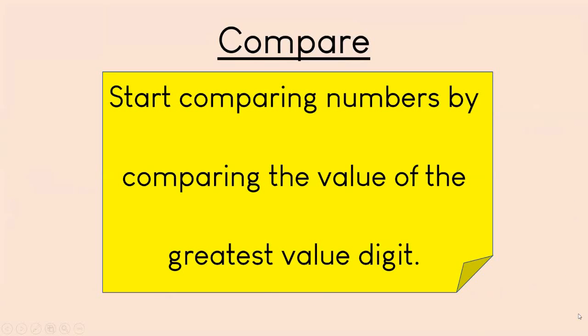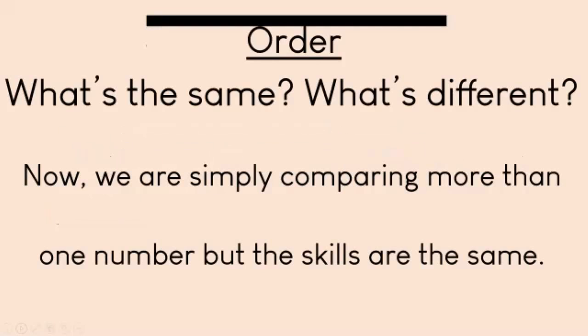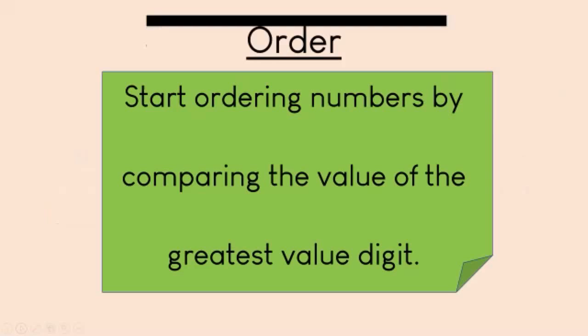Okay, so that's our comparing. We always start comparing numbers by comparing the value of the greatest value digit. But our objective today was to compare and order decimal numbers with 3 decimal places. So we're going to do that. And we're still going to focus on those questions, what's the same and what's different. Now we're simply comparing more than one number, but actually the skills are the same. We need to start ordering numbers by comparing the value of the greatest value digit.